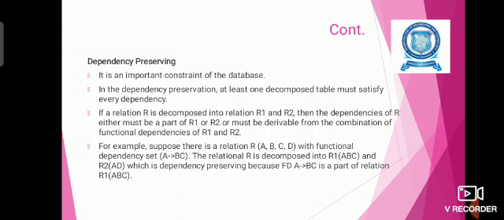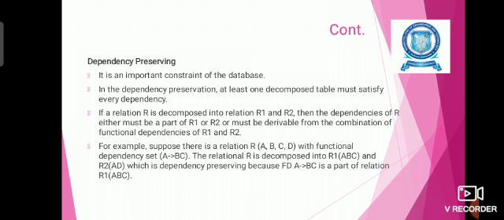The next feature of decomposition is dependency preserving. It is an important constraint of the database. In dependency preservation, at least one decomposed table must satisfy every dependency. That is, if a relation R is decomposed into relations R1 and R2, then the dependencies present in R must either be present in R1 or R2, or must be derivable from the combination of functional dependencies of R1 and R2.